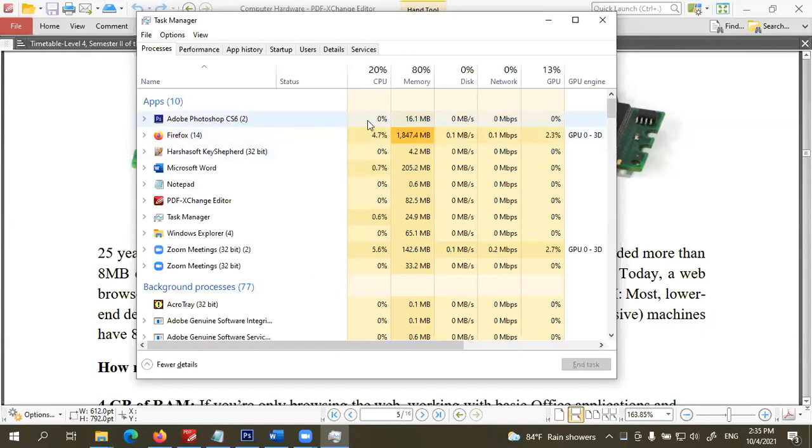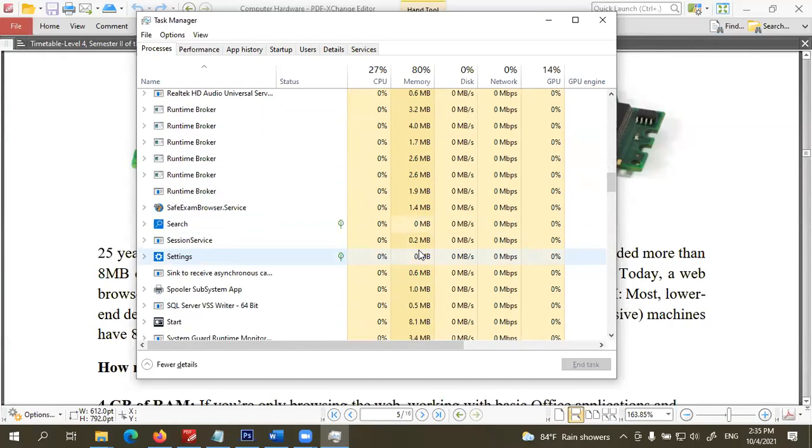Again, see Photoshop. I have opened Photoshop and the processing is 0, but it has already used 16 MB of RAM. And see Microsoft Word, 2.0 MB of RAM. Zoom, 1.5 MB of RAM.